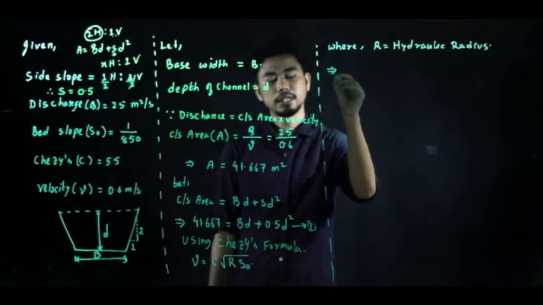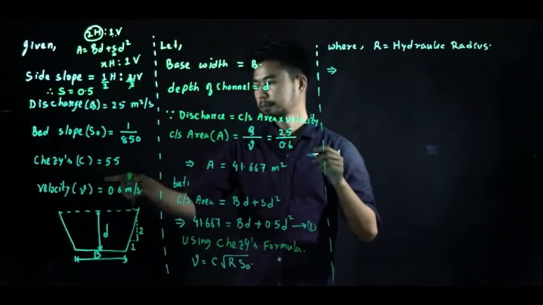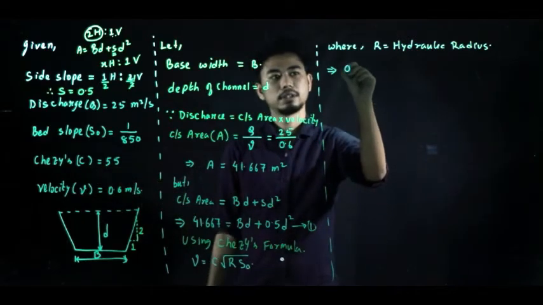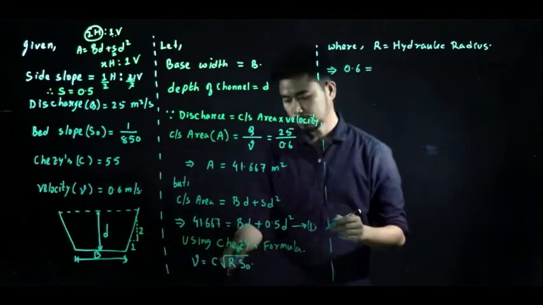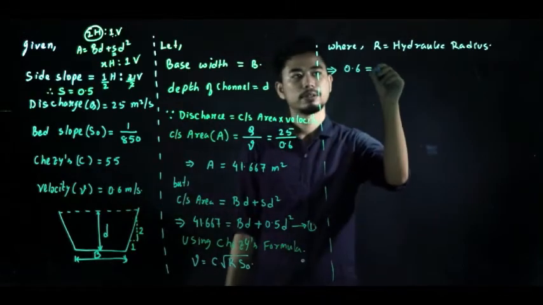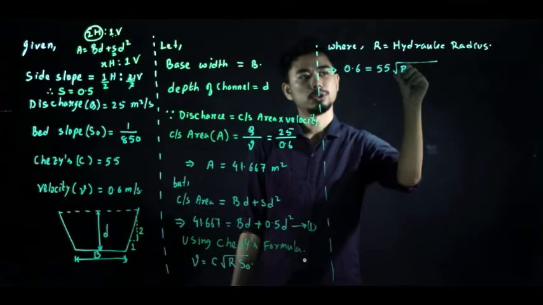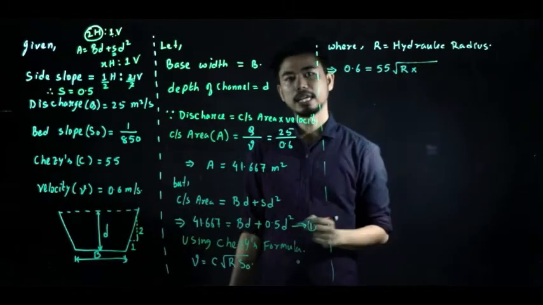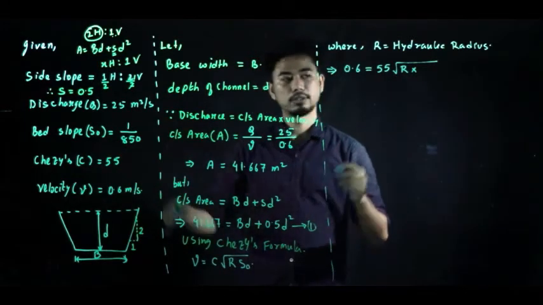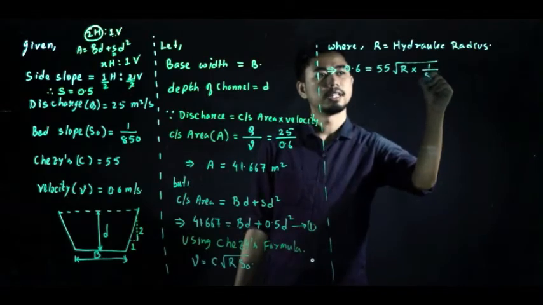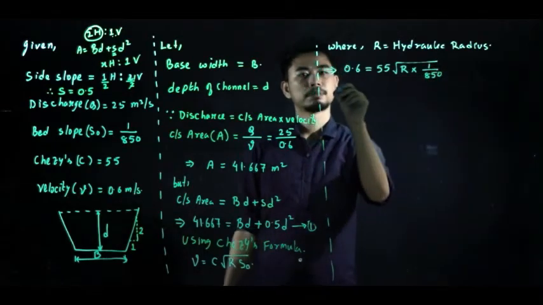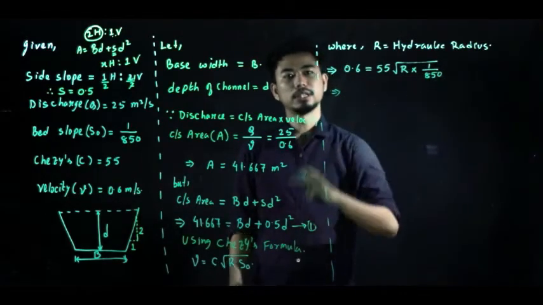So let's put in the values. This will imply your V value is already given. V is 0.6. 0.6 equal to C. C is also given, 55. 55 under root R, we do not know, multiply with S naught. S naught is also given, 1 in 850. So 1 divided by 850. So you solve this equation.